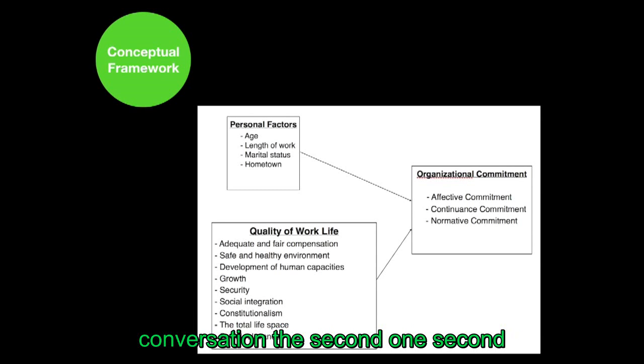The second component is safe and healthy environment. The third component is development of human capacities. The fourth one is growth. The fifth one is security. Next one is social integration. Next one is constitutionalism. And the total of life space. And the last one is social relevance.